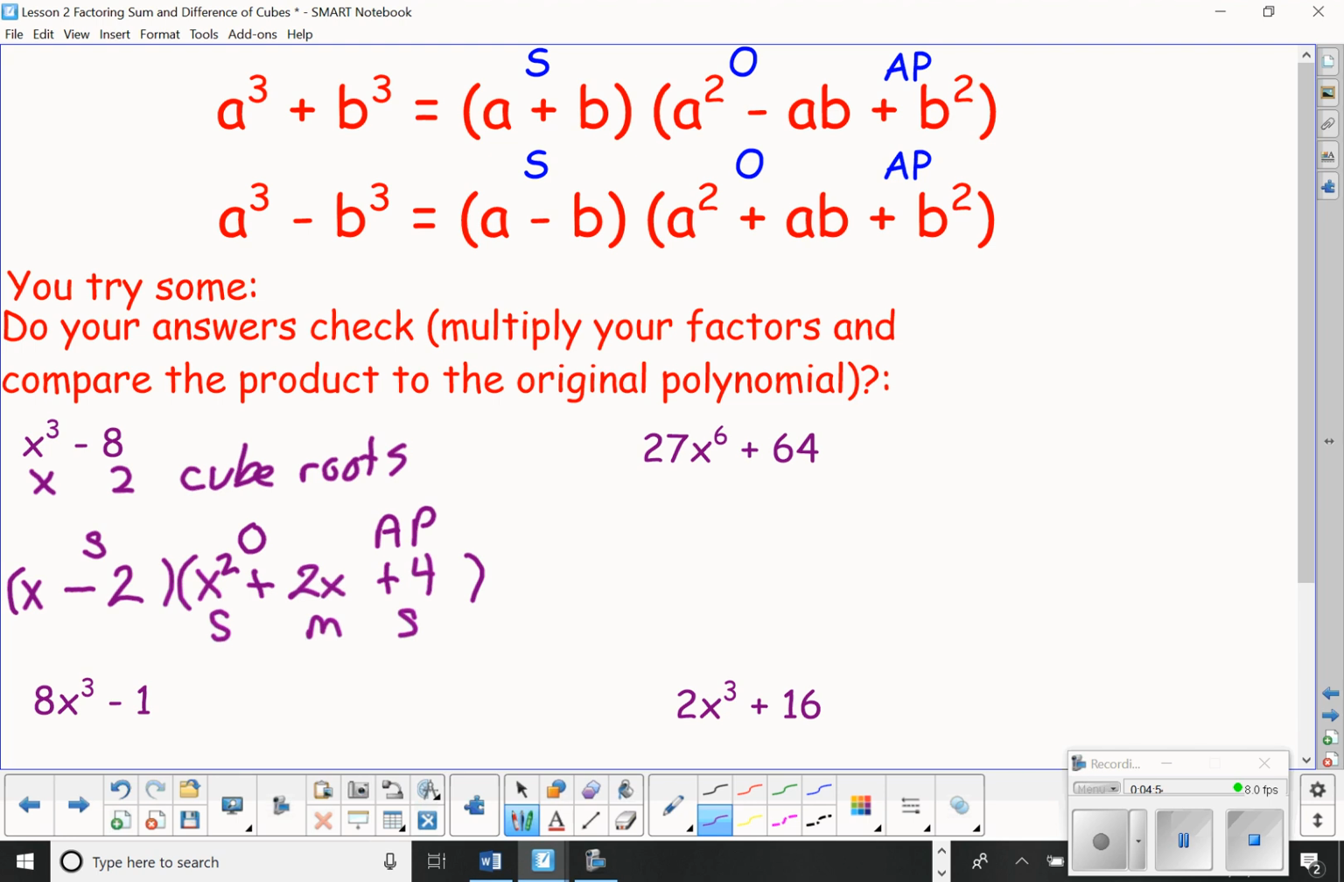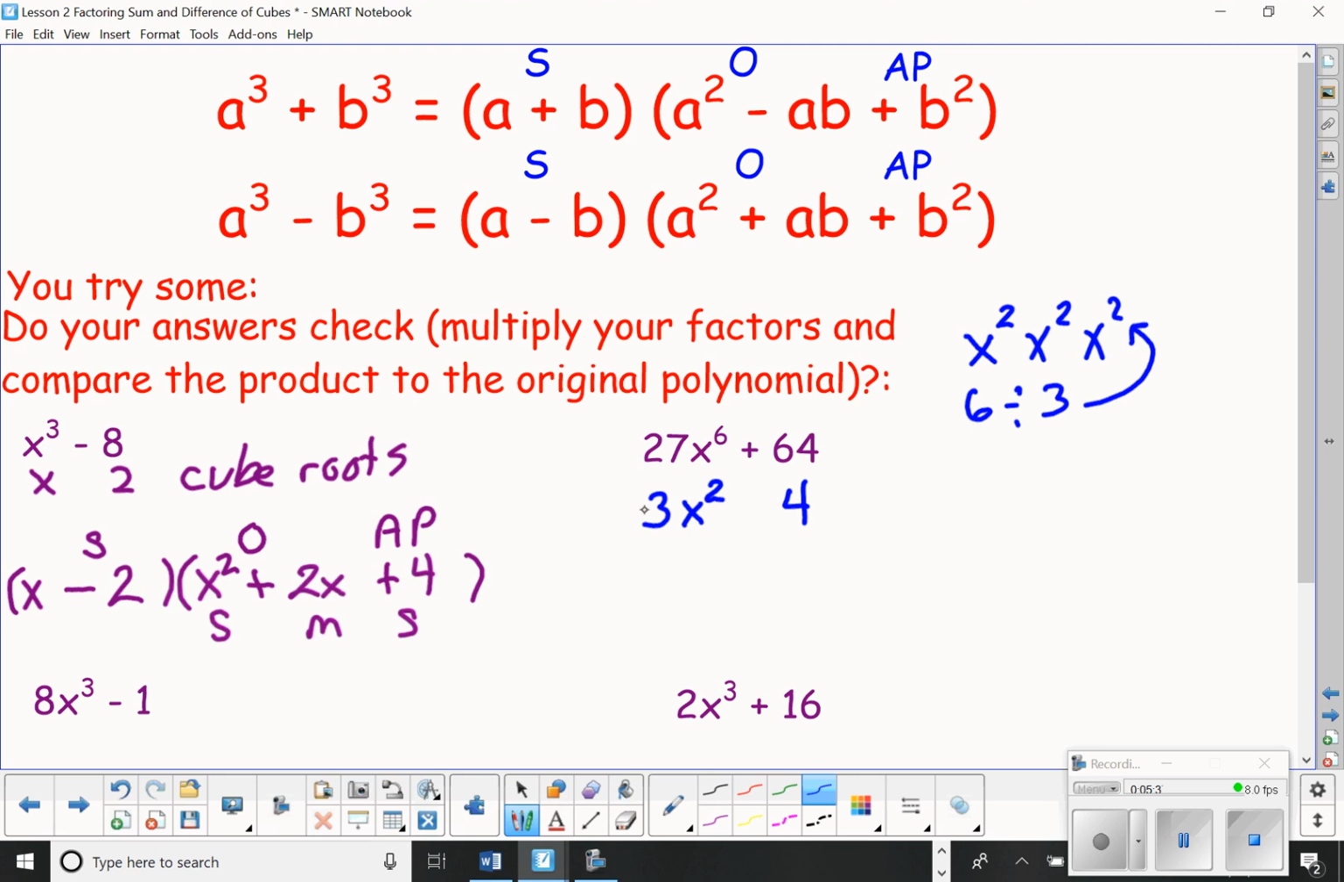I factored a difference of cubes. Over here I have a sum of cubes. Well, again, the cube root is going to be 3x squared. How did I get x squared? Well, x squared times x squared times x squared is x to the 6th. Additionally, you take this power and divide it by 3. So 6 divided by 3, that's how I got the 2. So 3x squared, and then the cube root of 64 is 4.